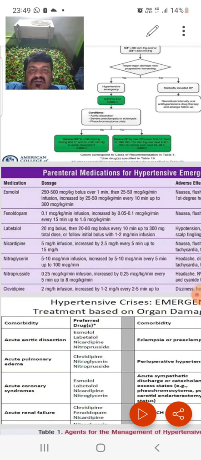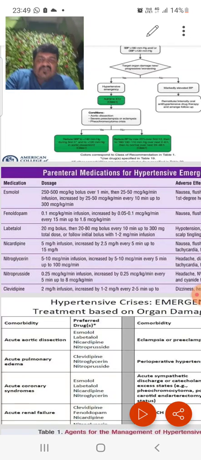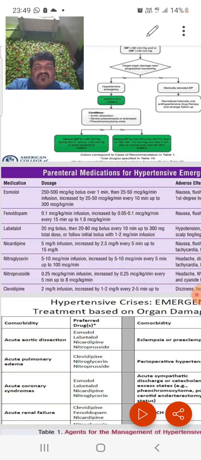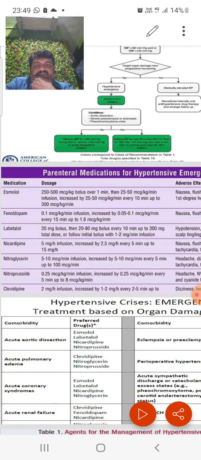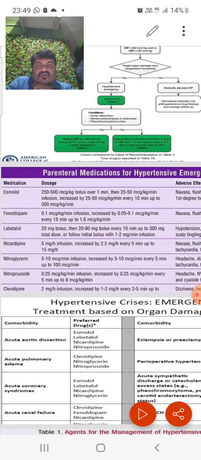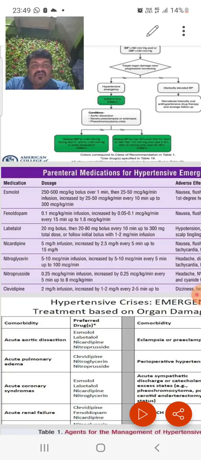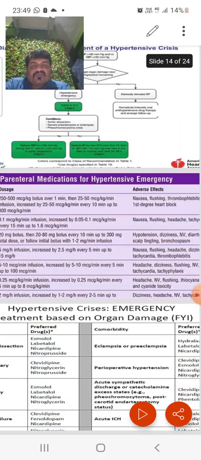And the other drugs like phenodolpam and levetolol we are using in rural practice. This drug is available to us, and this is how we use it. We give a 20 milligram bolus, then 20 to 80 milligram boluses every 10 minutes up to a 300 milligram total dose, or follow the initial bolus with 1 to 2 milligrams of infusion.